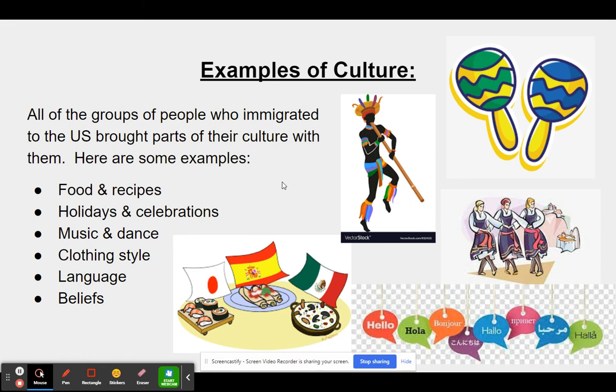The language that people speak is somewhat related to their culture. These are all different ways to say hello down here, so we can see different languages. And then also just different beliefs. Different cultural groups have different beliefs about religion or about government or about families. Lots of different beliefs come as people come from other parts of the world.